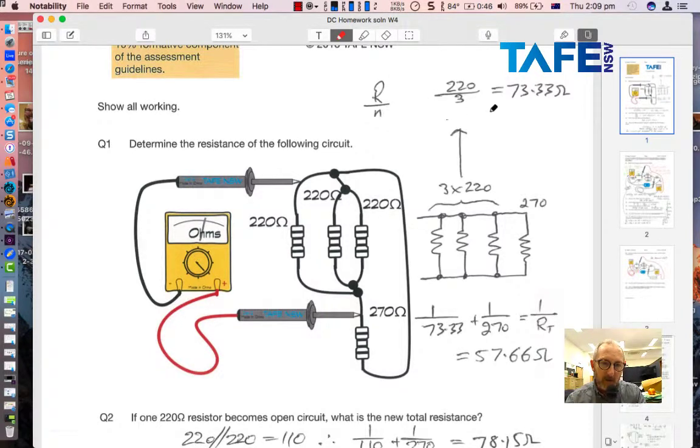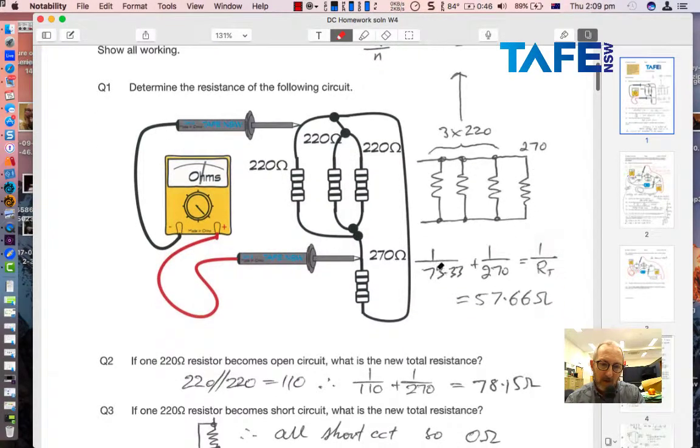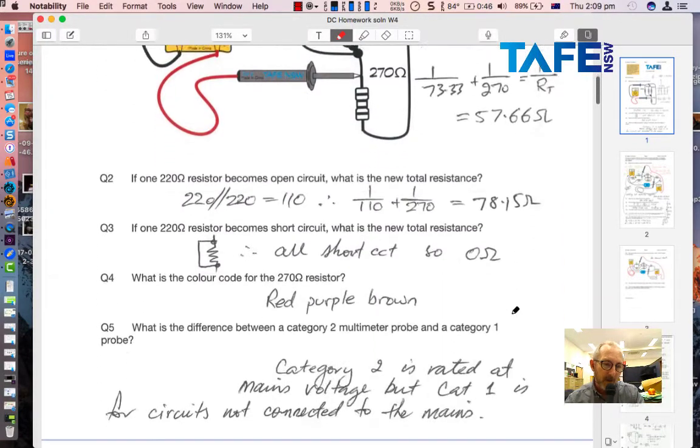So 220 divided by 3, 73.33 ohms, and then we had a further 270 ohm in parallel, so the sum of the conductances here, there's the 73.33 from the first 3, there's the 270 from the last one. The absolute total equivalent resistance of that circuit is 57.66 ohms.